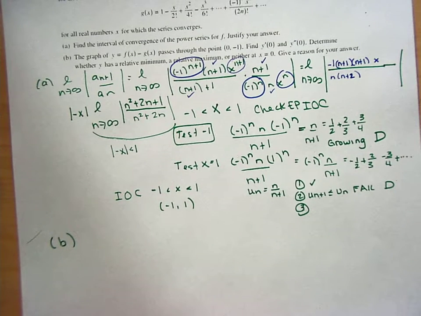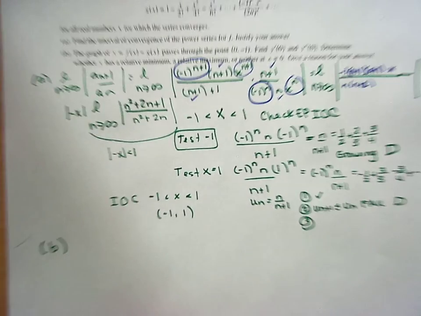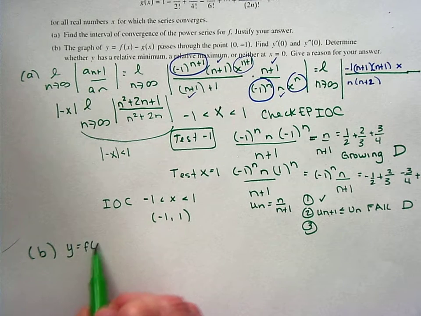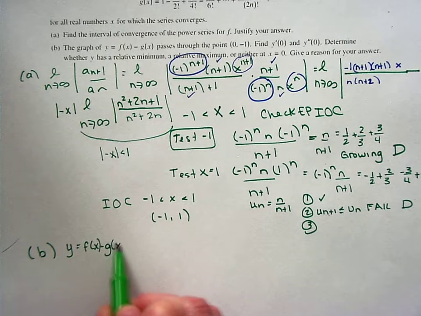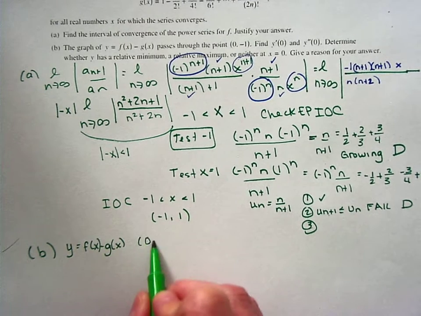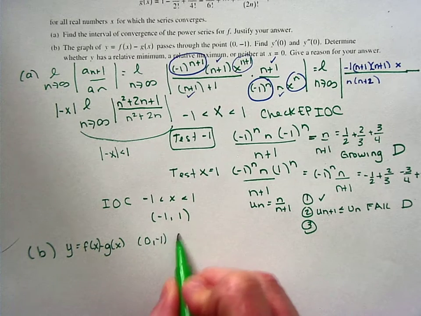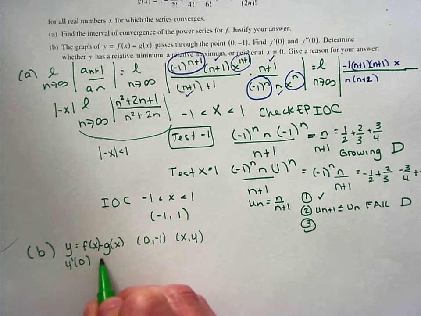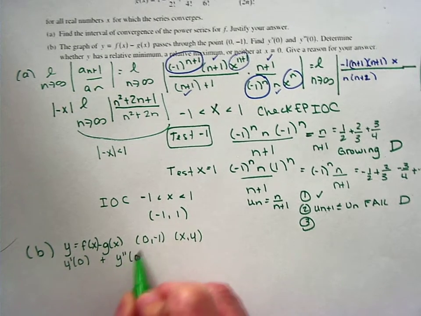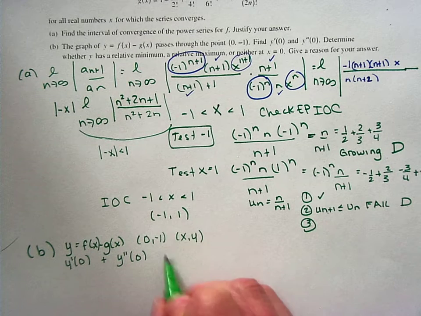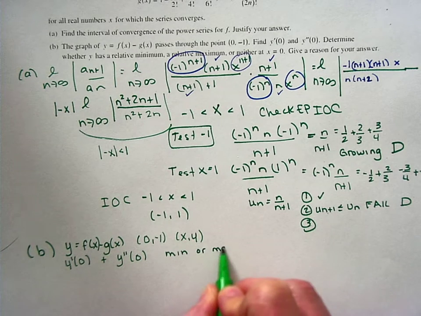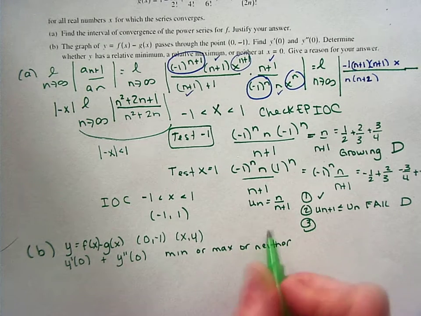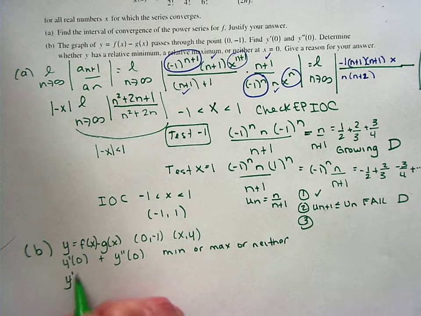So this sounds worse than it is. Just do what they're asking you to do and try not to think about it too much. It says the graph of y equals f of x minus g of x passes through the point 0, negative 1. So these are the coordinates x, y. So we're asked to find y prime of 0 and y double prime of 0. Determine if y has a min or max, or neither. So we're going to start off by finding y prime of x.